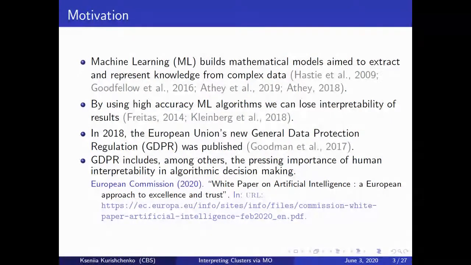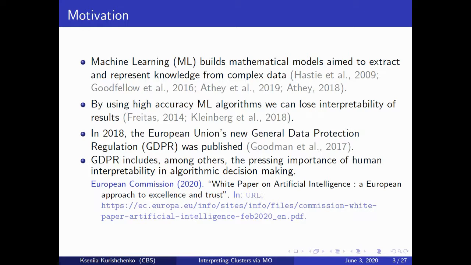But there is a problem for some applications, because by using high accuracy machine learning algorithms, we can lose interpretability of results. A good example of this is the comparison of decision trees and random forests. A decision tree is a very interpretable method, but very unstable and without high accuracy. In comparison, random forest has high accuracy, but unfortunately is a black box.